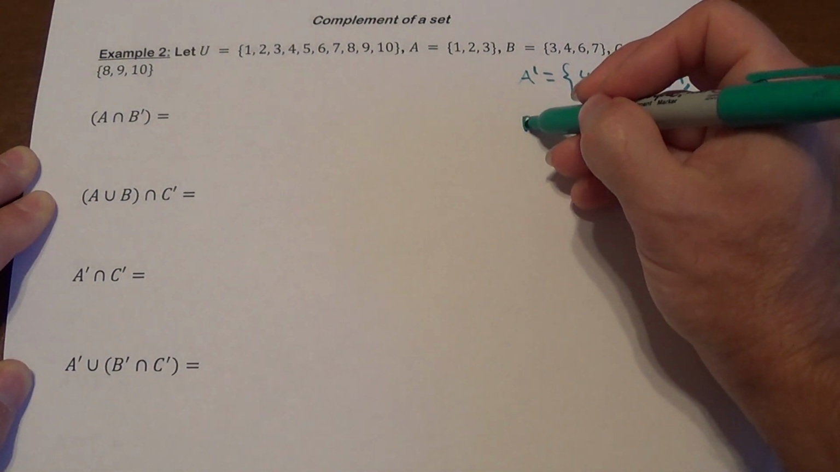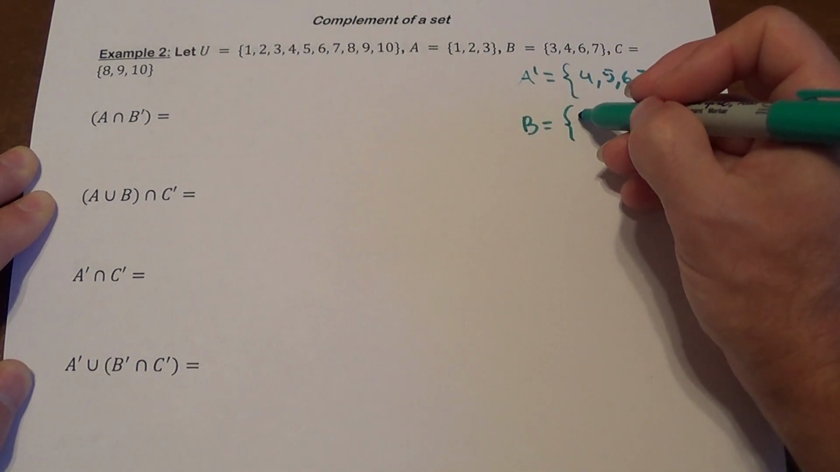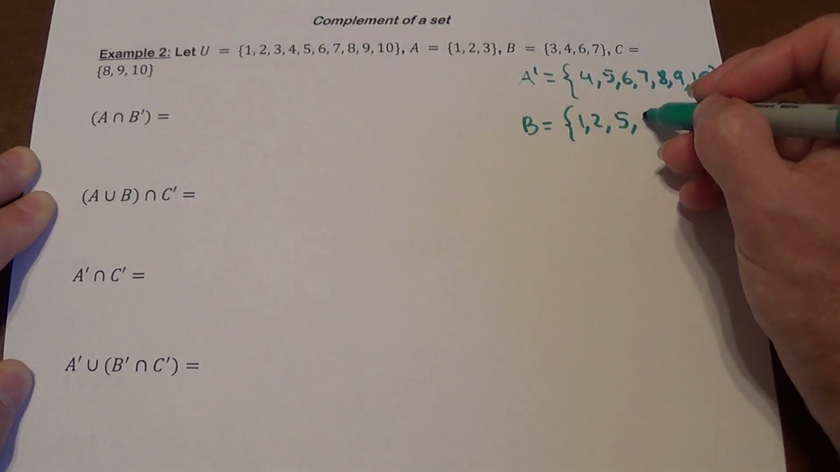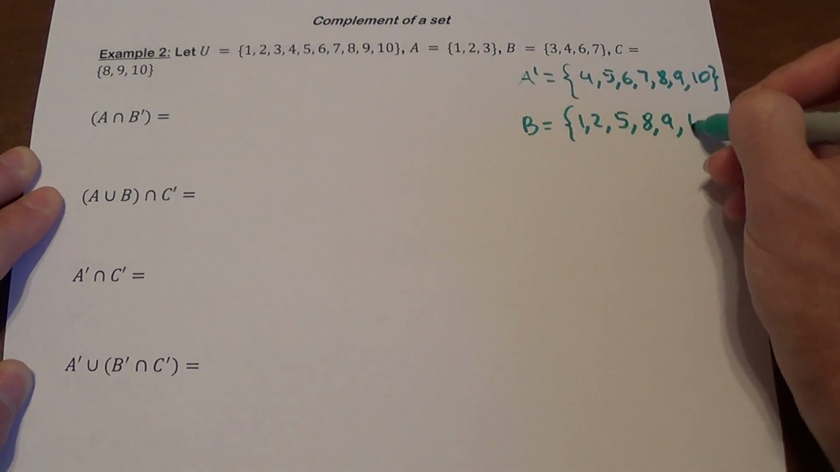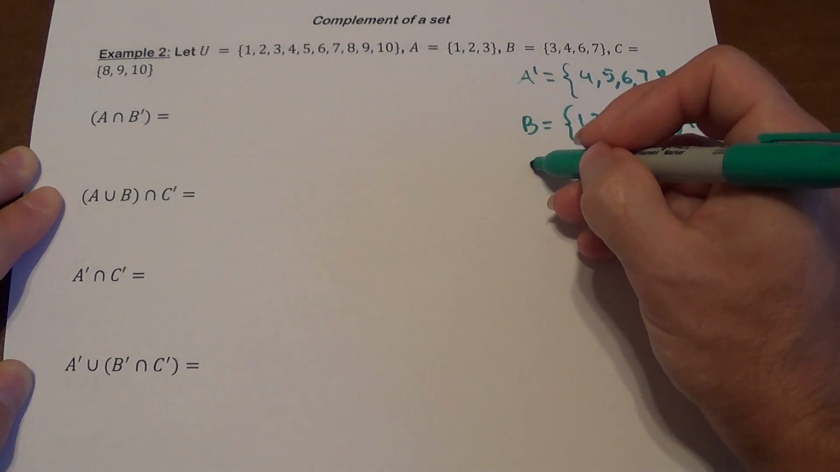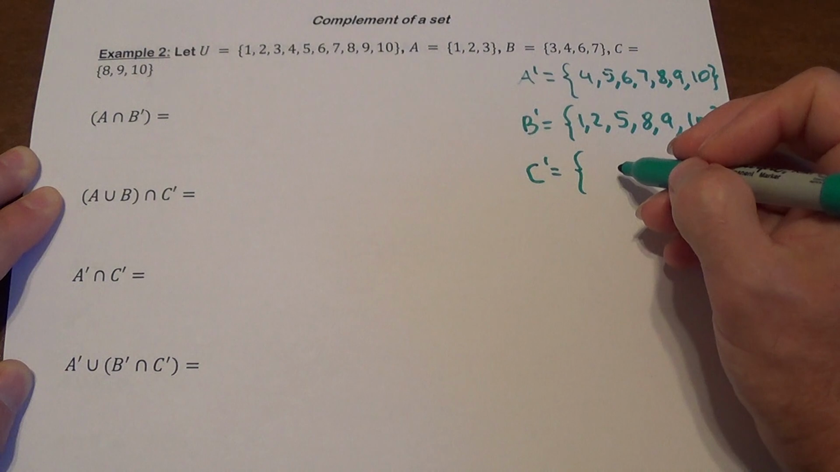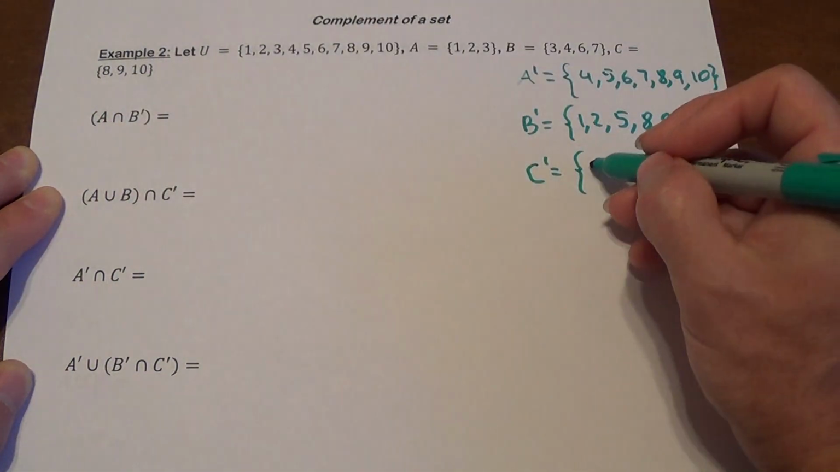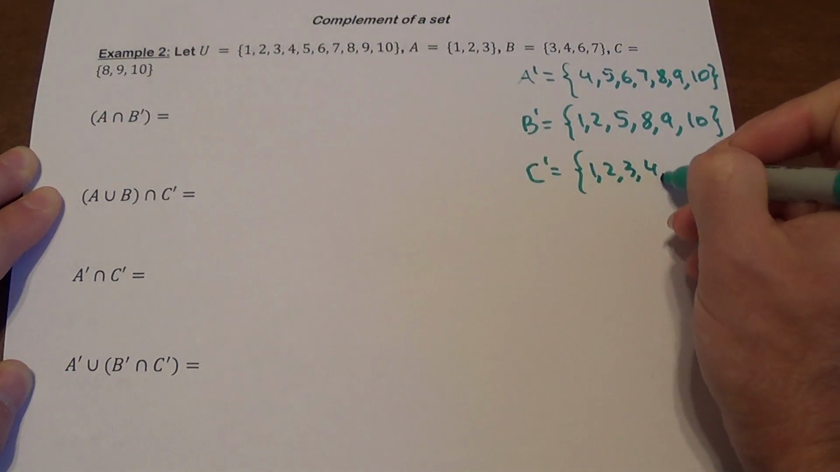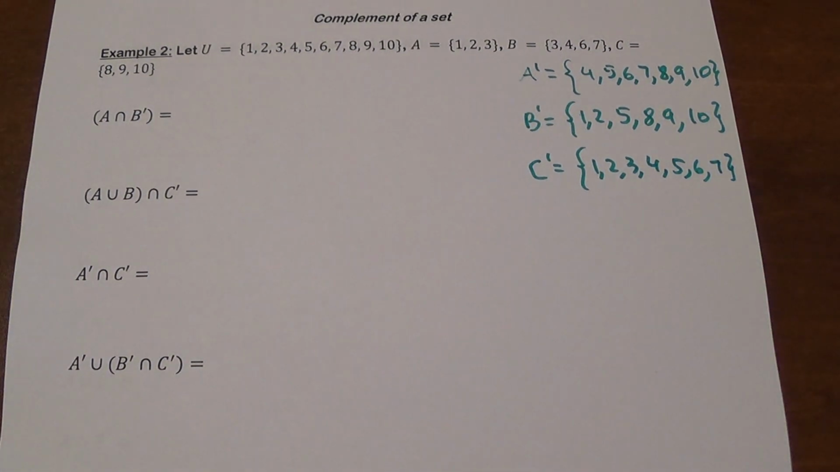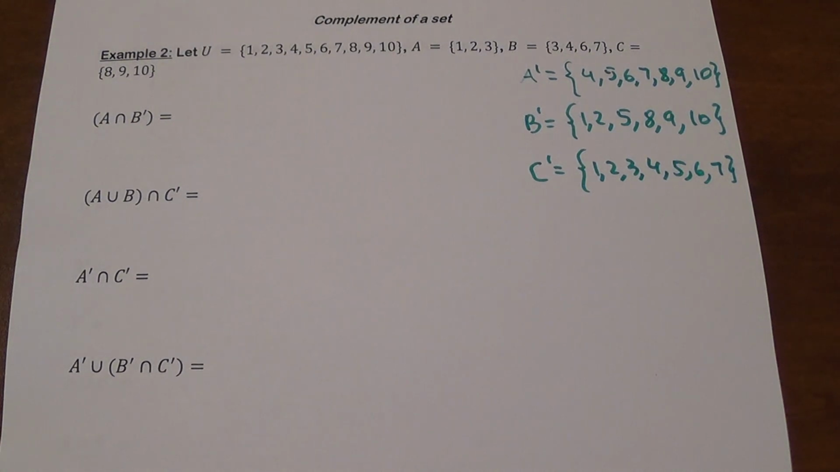The complement of B is going to be 1, 2, not 3, 4, 5, not 6, 7, 8, 9, 10. And the complement of C is going to be everything except 8, 9, 10. So 1, 2, 3, 4, 5, 6, 7. Right? It just makes it a lot easier when you do it this way, when you actually see the elements.